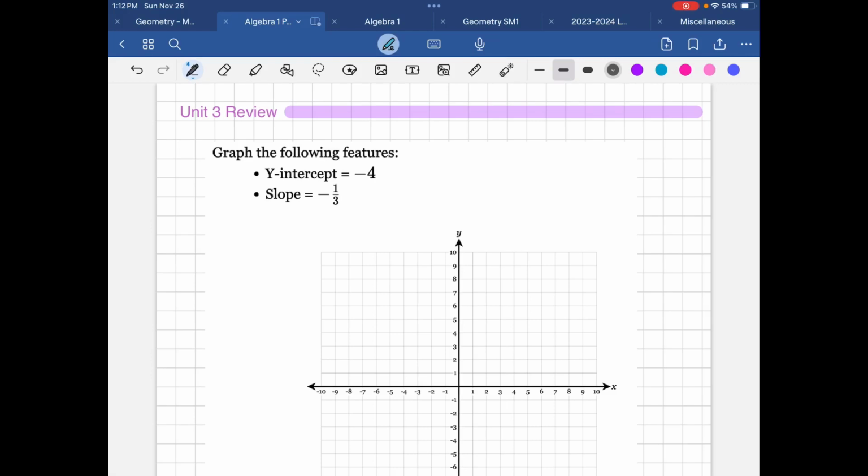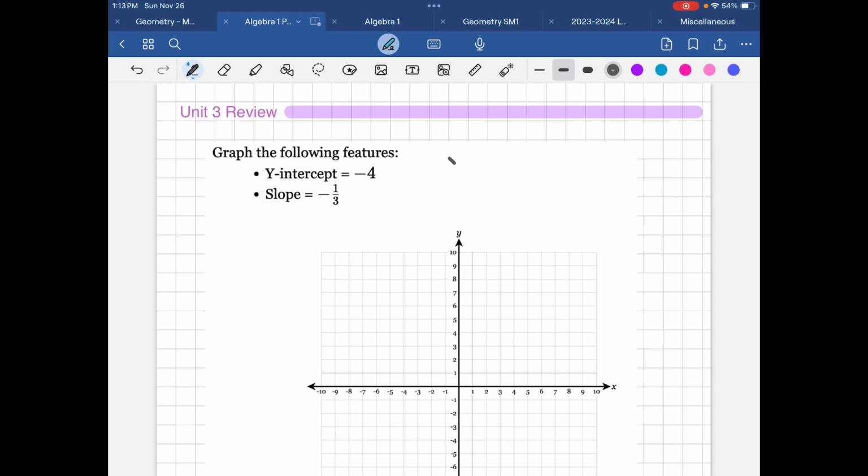Today's lesson is the review for your Unit 3 test. Here are some of the questions that you are going to see on your Unit 3 test. Graph the following features. The y-intercept is -4 and the slope is -1/3.